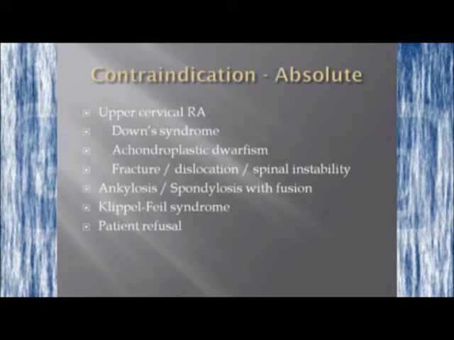Instability and Down syndrome in the neck, fracture dislocation and spinal instability, I hope are fairly obvious. You can do high velocity with ankylosis and spondylosis with fusion, but again, you're taking a bigger risk, and there are just as many ways to do it without manipulation. You've got congenital fusion of 3 to 7 of the cervical vertebrae, so it's important to recognize that ranges of motion are important to evaluate beforehand. And of course, patient refusal is always an absolute contraindication.